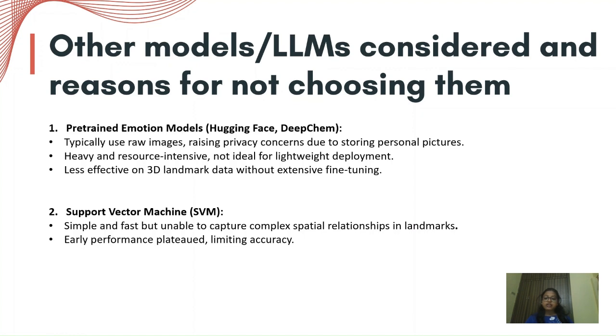Coming to support vector machines, that is SVM models, we initially made use of an SVM model to predict our emotions using facial landmarks. This was very simple and fast, but it was unable to capture complex spatial relationships in these landmarks, so it had very limited accuracy. That is why we switched to transformers.